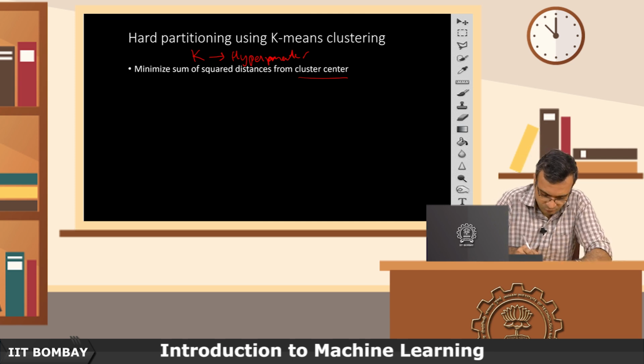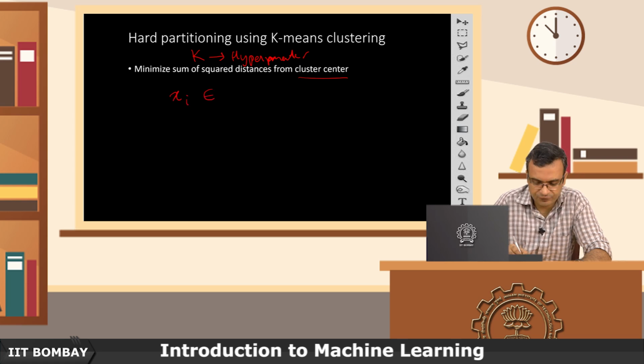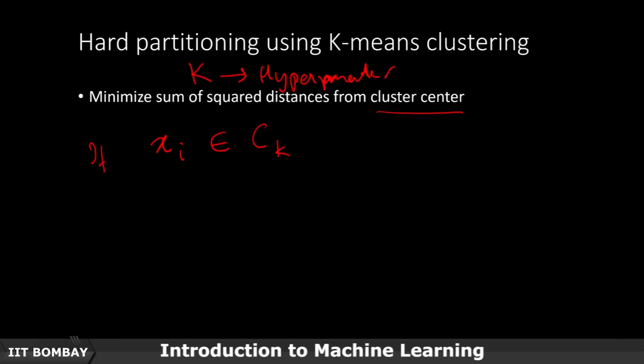So basically what we will say is that for each point xi, it belongs to some cluster ck, and if xi belongs to ck, this implies that xi does not belong to cj where j is not equal to k. So what that means is there is hard partitioning. The point cannot belong to more than one cluster, and the point will belong to at least, exactly, one cluster, let's put it that way. So xi will belong to exactly one cluster.